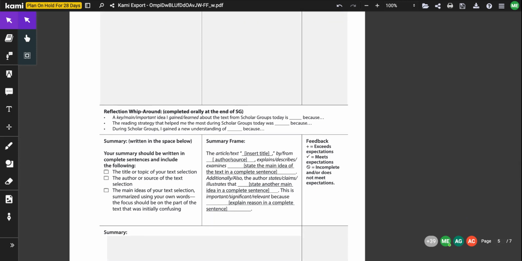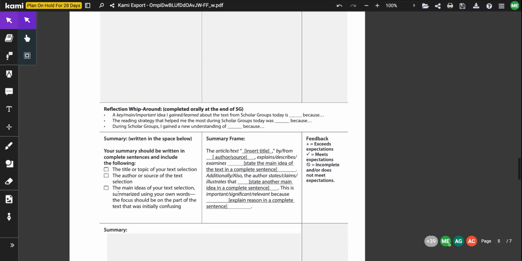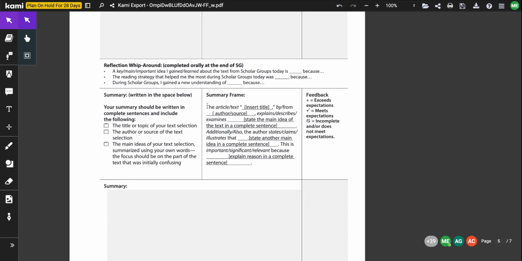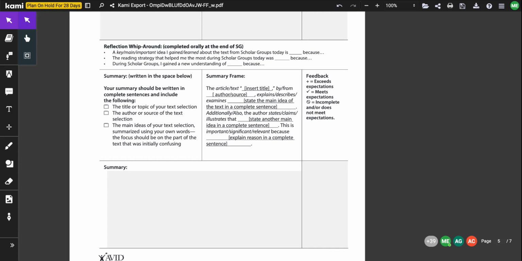So once everybody shares, you are then going to write the summary frame. You're going to write the summary, which says, your summary should be written in complete sentences and include the following: the title or topic of your selection, the author or source of the text selection, the main ideas of your text selection, summarized using your own words. The focus should be on the part of the text that was initially confusing. So we'll be using this summary frame to write our summary right here.